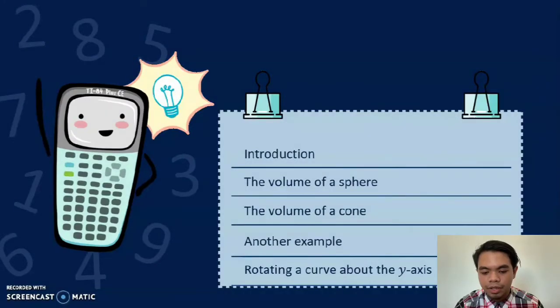In this presentation, we have a few slides. First slide about introduction. Second slide about the volume of a sphere. The third slide is about the volume of a cone. And the fourth slide is about another example. And the last slide is about rotating a curve about the y-axis.